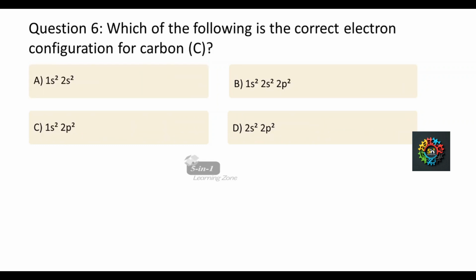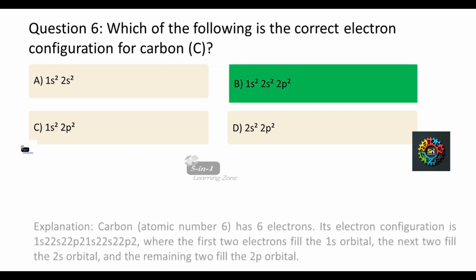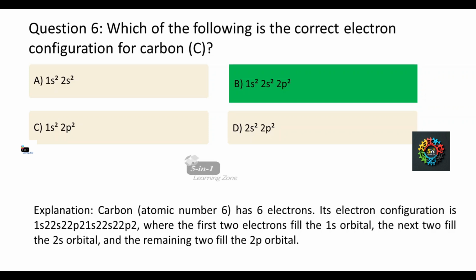6. Which of the following is the correct electron configuration for carbon? Answer: B. 1s² 2s² 2p². Explanation: carbon, atomic number 6, has 6 electrons. Its electron configuration is 1s² 2s² 2p², where the first 2 electrons fill the 1s orbital, the next 2 fill the 2s orbital, and the remaining 2 fill the 2p orbital.